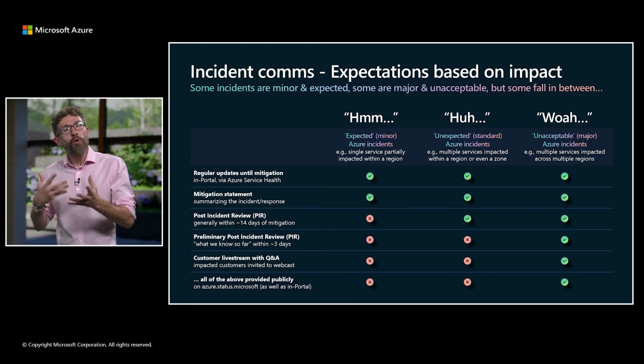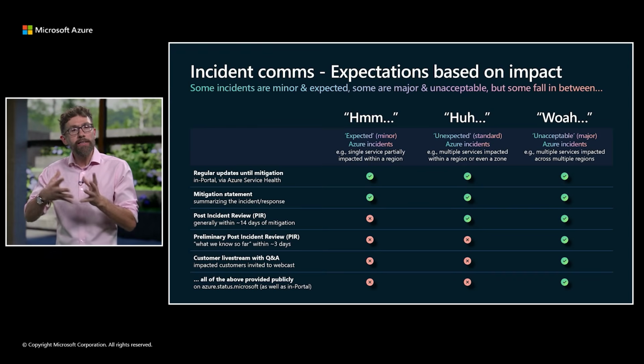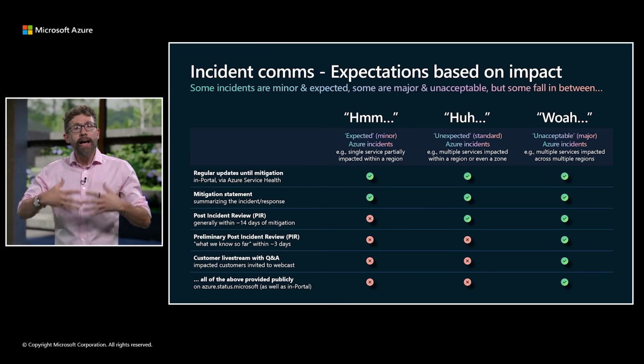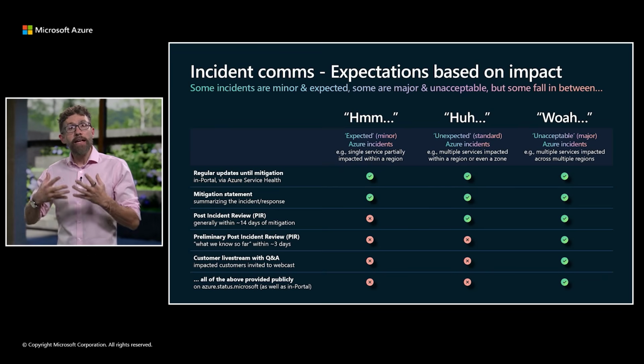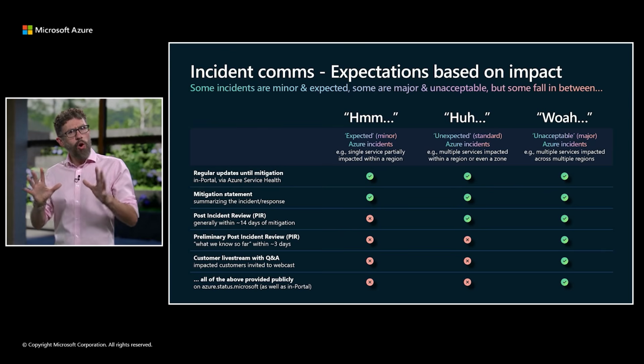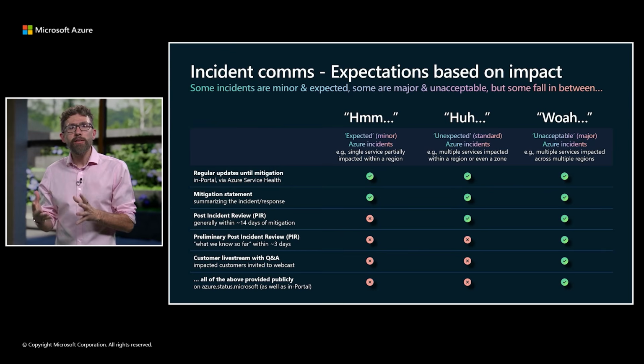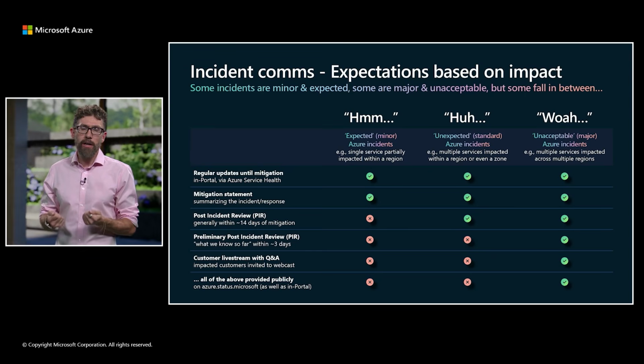The ones that we call unexpected is when we might lose an entire zone, and we might see multiple servers impacted in that zone. Typically, we have a response profile for that. But really where things get unacceptable, and we call it whoa, and it's a bit egregious, is when there's multi-zone or multi-region impact. This is really hard for customers to architect against.